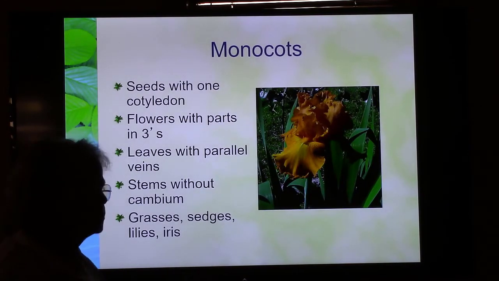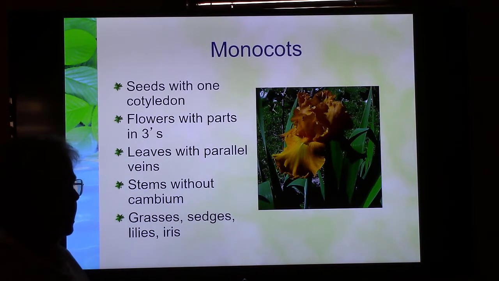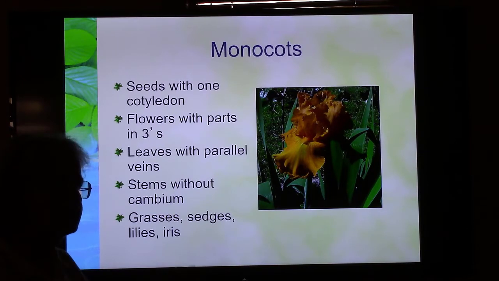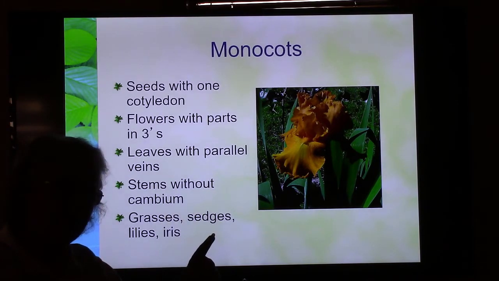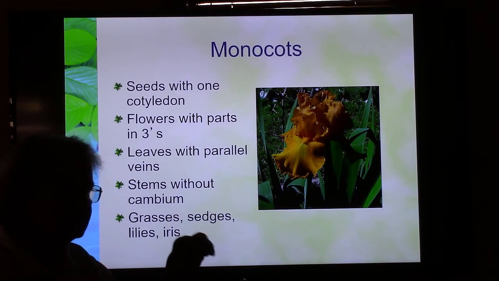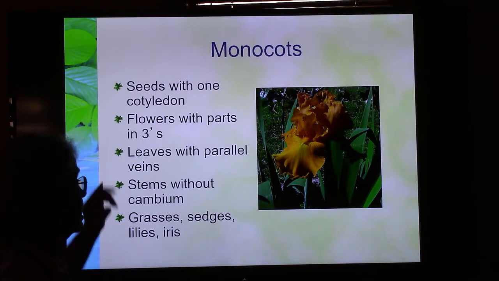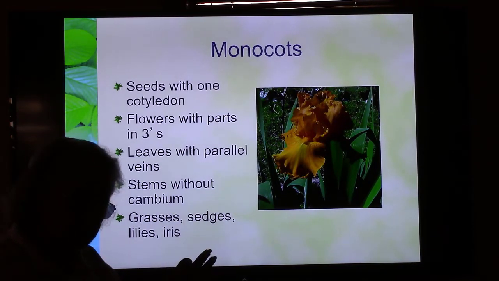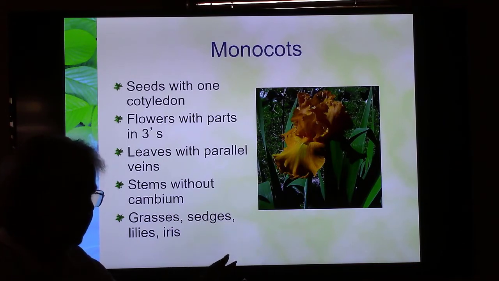Monocot. Mono means one. Cot is short for cotyledon. A cotyledon is a part of the plant that stores food for the next generation. A monocot has one of them. In the seed, there's only one of these little food storing structures, so it's a monocot.